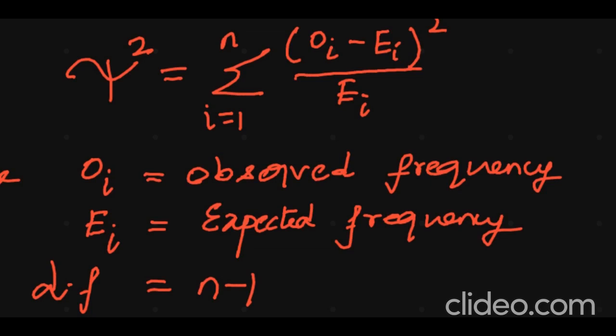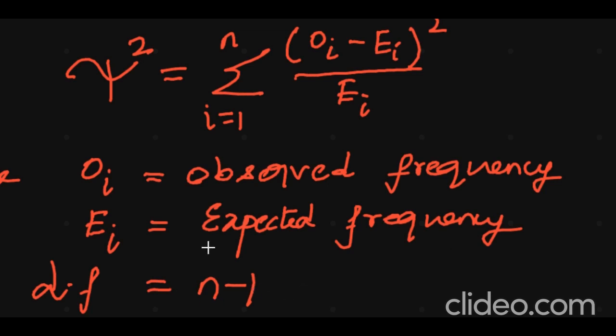Okay, good morning, students. Today we are going to see the chi-square test for goodness of fit. The formula is given here. Note down the symbol: chi-square is equal to the summation, i varies from 1 to n, of (OI minus EI) the whole square divided by EI, where OI is the observed frequency, EI is the expected frequency, and the degree of freedom is n minus 1.